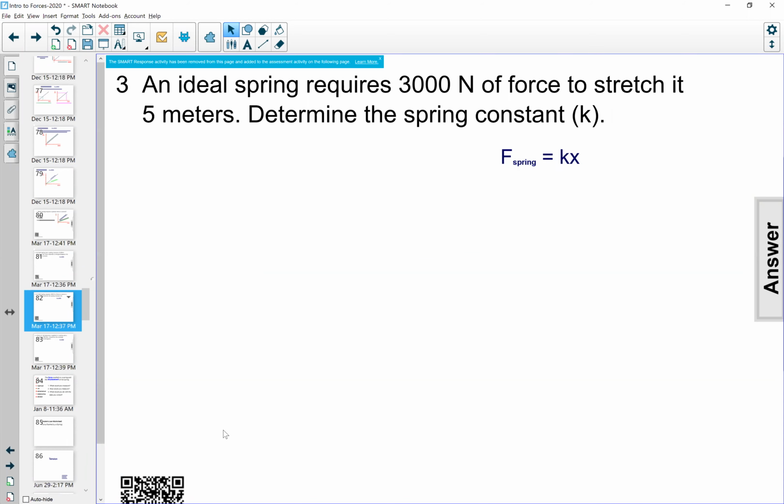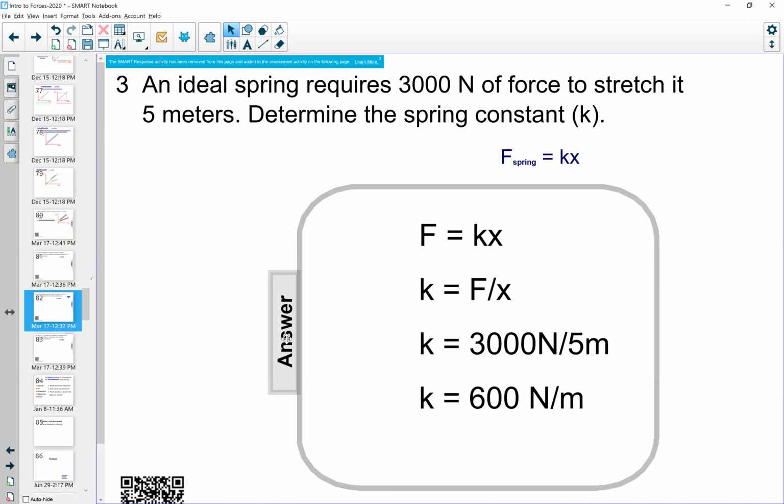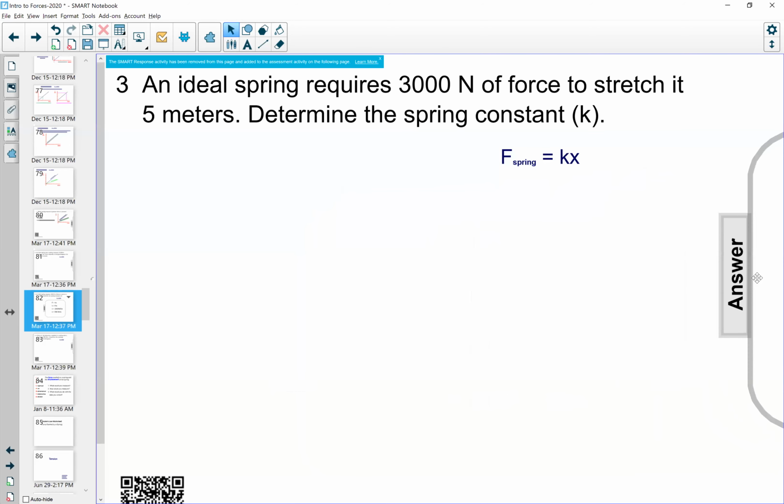All right, we're getting a lot of agreement here as well. If we're solving for k, we need to take the force divided by the displacement. If we have a 3,000 newton force and a 5 meter displacement, the spring constant would be 600 newtons per meter. All right, very good.